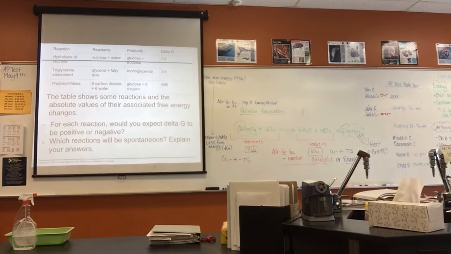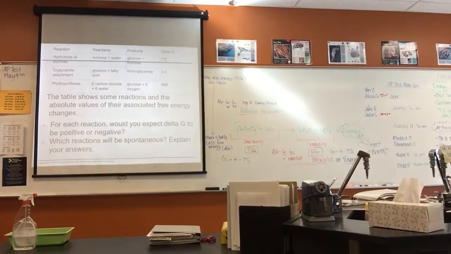So your job, I want you to look at each one of these reactions, and I want you to try and tell me what you would expect delta G to be. Would this be a positive or a negative 7? Would this be a positive or a negative 3.5? And so on. And then after you tell whether it's positive or negative, I want you to tell me whether or not that reaction would be spontaneous or not. All right? So you can work together with your table groups if you'd like to. All right? So I want you to try and make sense of this.